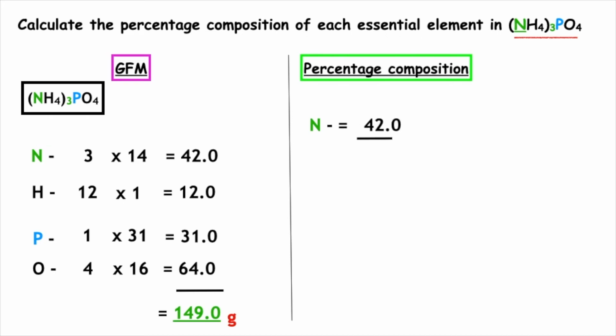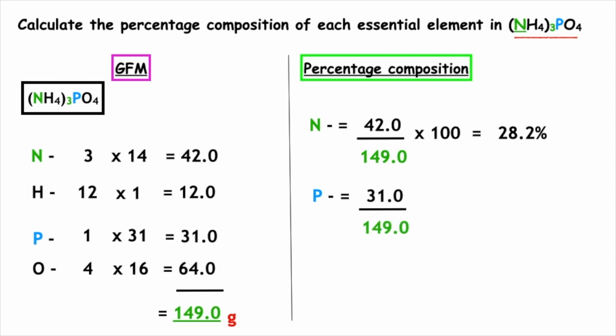The total mass we calculated on the left hand side of nitrogen was 42. Put it over the GFM 149 and multiply by 100, and that gives us a percentage of 28.2%. Phosphorus, we do 31 over 149 times by 100 gives us a percentage of 20.8. When I add these percentages up, that gives me a total percentage of essential elements in this fertiliser as 49%.